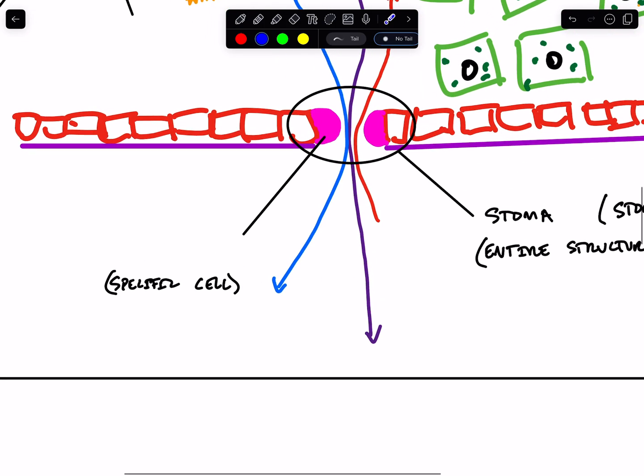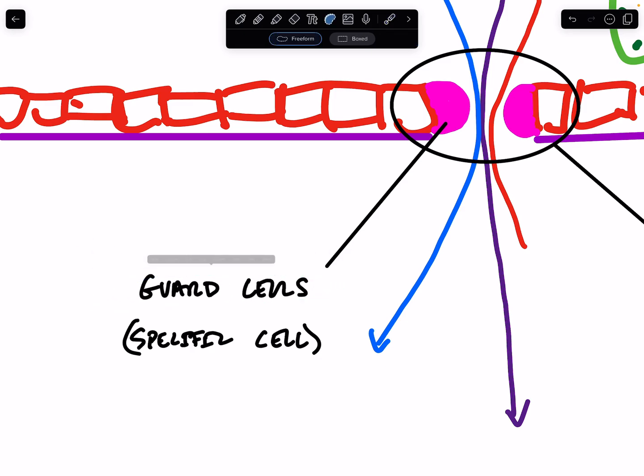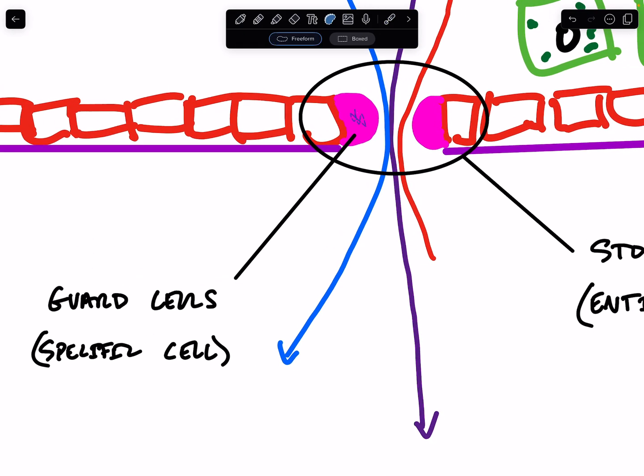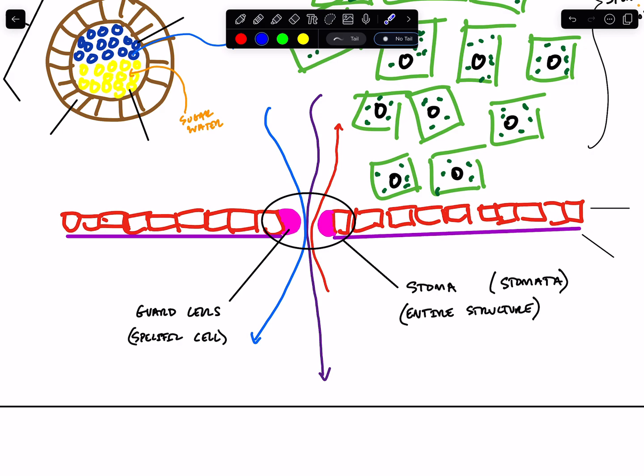Now the stoma is made up of two guard cells. The guard cells can either kind of be plasmolyzed and open and allow gas exchange to take place, or they can swell up, and when they swell up, they close this little gap and they prevent gas exchange from taking place. So the stomata at the base of the leaf control whether or not gas exchange is taking place between the leaf and the outside environment.